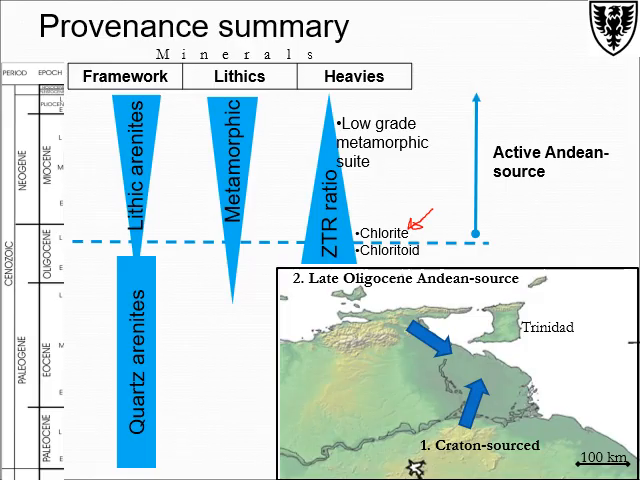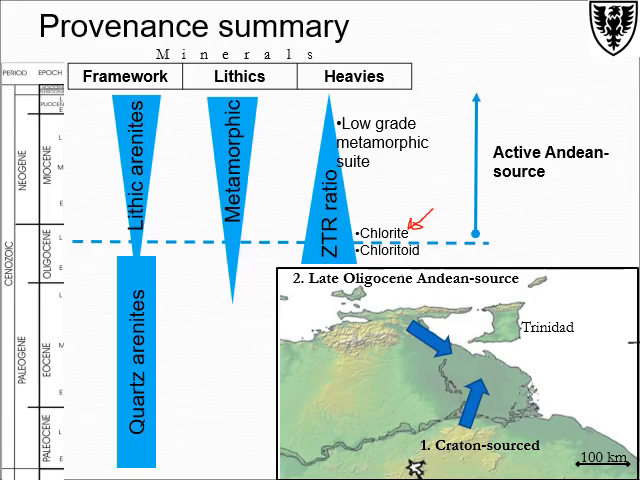When we look at the lithic fraction, we see a parallel increase in the amount of metamorphic lithics in the sandstone fraction. And then finally, when we look at the framework fraction on the whole, we see an increase in the amount of lithic arenites relative to the quartz arenites that existed prior to the Oligocene period.